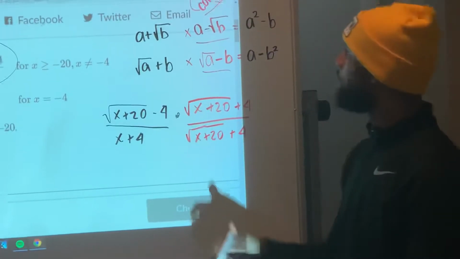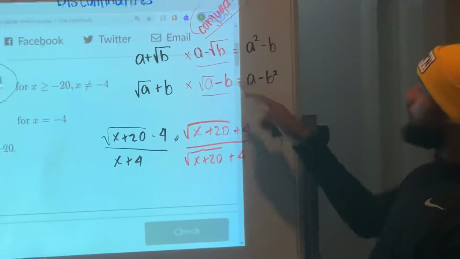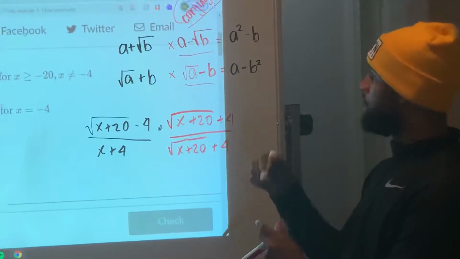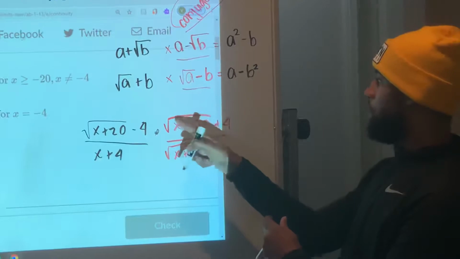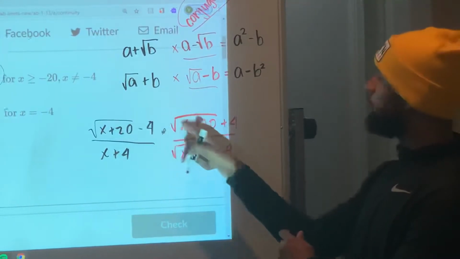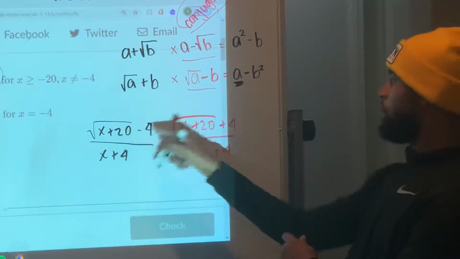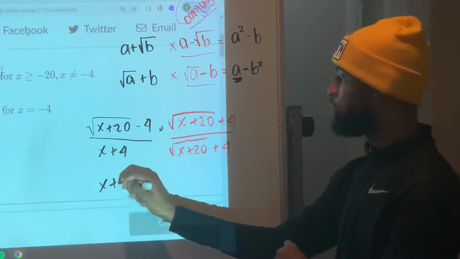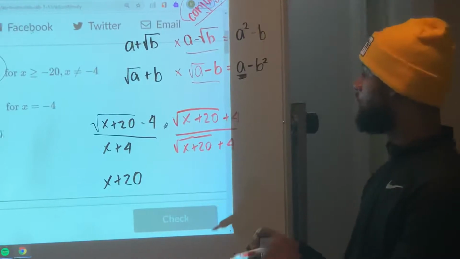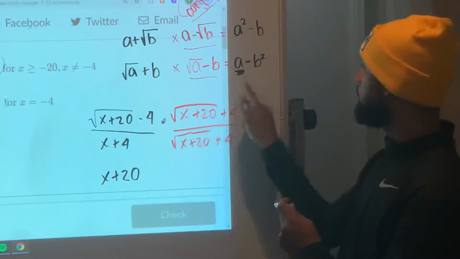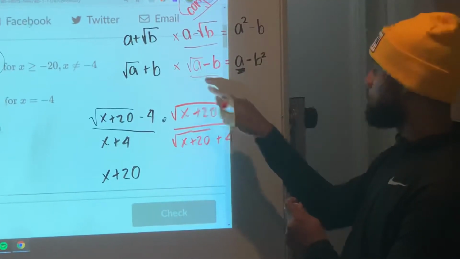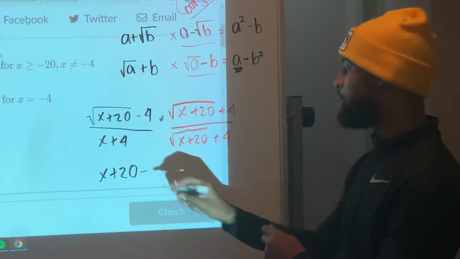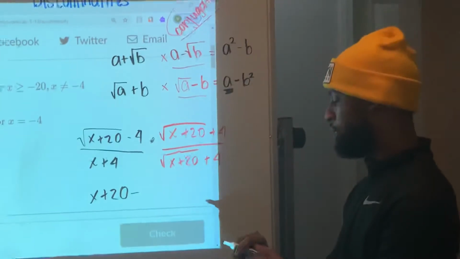All right, now here's the rule. If I multiply it by its conjugate, it's going to follow this pattern. So the square root is going to disappear. We're going to be left with just whatever that first term is, so I'm going to be left with x plus 20. Now it's going to be minus the second term squared. So it's going to be negative 4 squared. It's going to be minus 16.